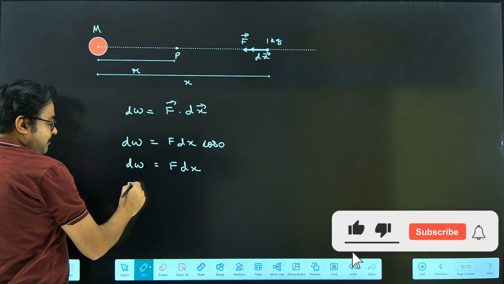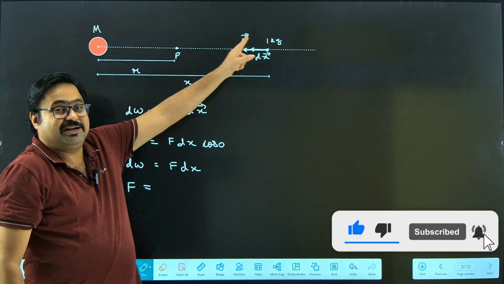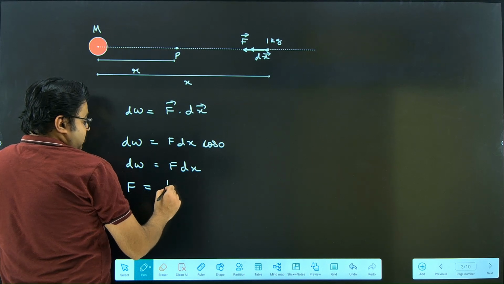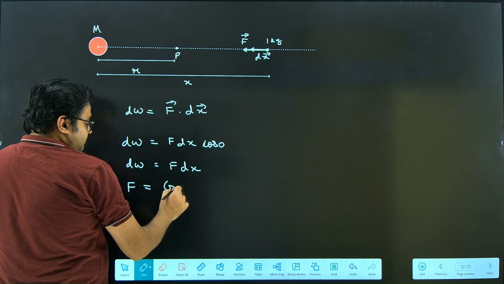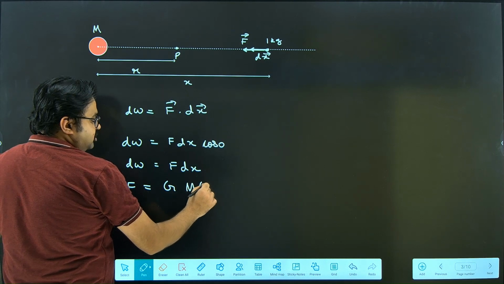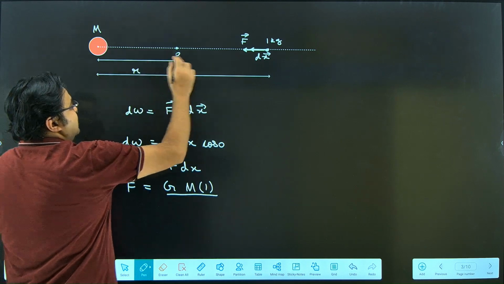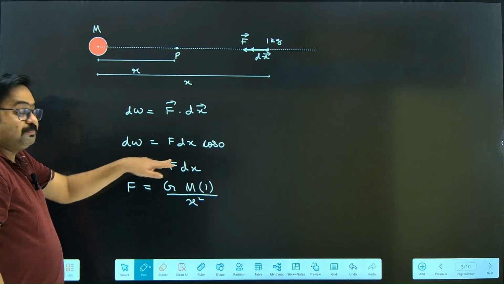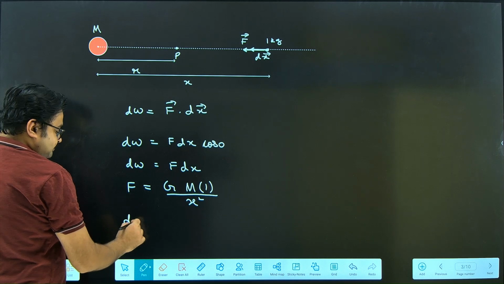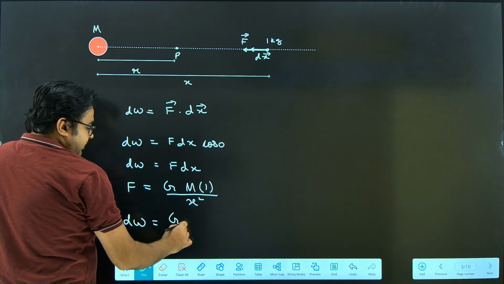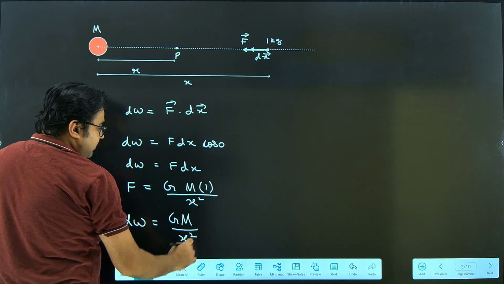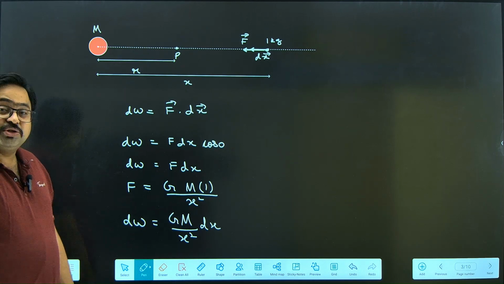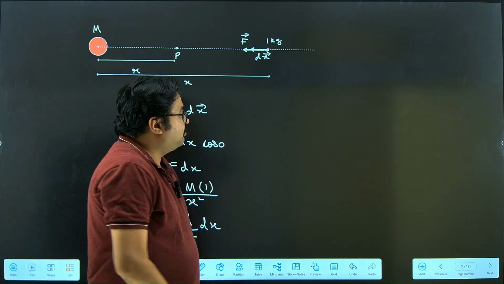But the question is, what is F? F is the gravitational force between the mass capital M and the 1 kg mass. Well, the gravitational force is given by G capital M into small m, which is 1 kg, divided by square of the distance between them. Currently the distance is x, so x square. That's the force. If you just substitute it there, you will get dW being equal to G capital M divided by x squared multiplied by dx. That's what is dW.